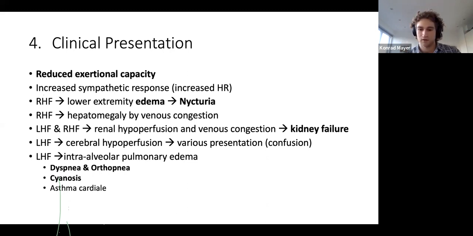For the people who already know about nephrotic syndrome, that's a classic differentiation. In nephrotic syndrome, you have edema in the eyes, kind of right here over the eyes, and this is because people with nephrotic syndrome can sleep flat, but people with heart failure can't sleep flat because of the pulmonary edema, so they don't have edema in the eyes. That's just a fun explanation. But yeah, so left heart failure can lead to pulmonary edema, cyanosis, dyspnea, asthma cardiale, all these breathing difficulties.